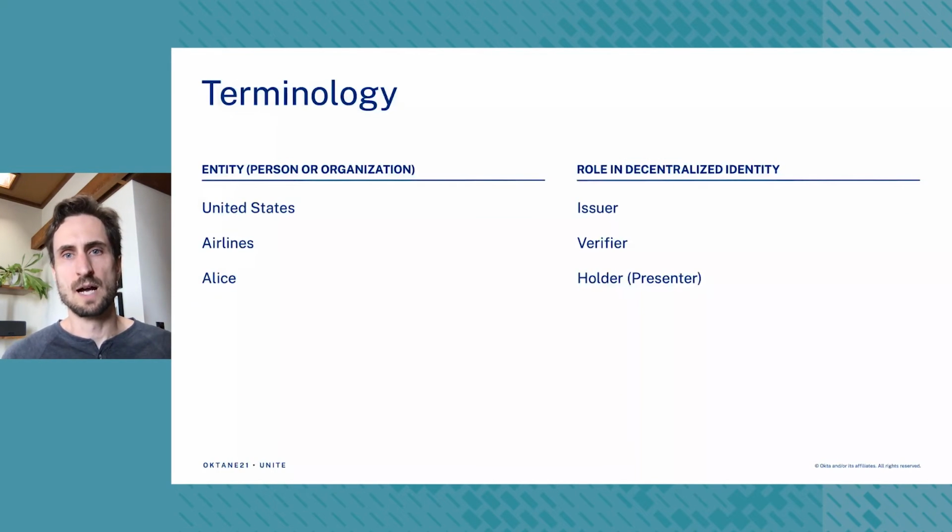With that overview out of the way, let's define the roles a person or organization can play in decentralized identity. In this case, we have the United States, which is acting as an issuer and issuing digital passports. The airline is acting as a verifier and verifying digital passports. Alice is acting as a holder of a digital passport. Being a holder also implies she is a presenter of that digital passport.